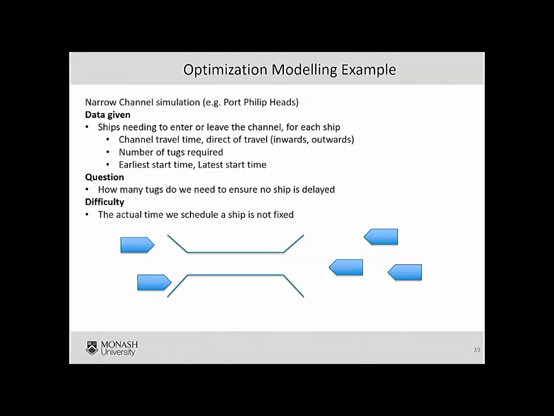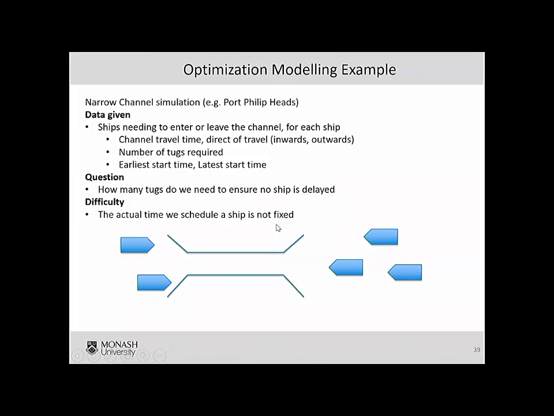And it's also got some requirements about when it's got to go. So it's an earliest time at which it could go, so it's got to be loaded, it's got to be ready to go, for example, or it's got to arrive from wherever it's coming. And there's a latest time by which it has to start this process, because it needs to get somewhere. So the question is, how many tugs do we need to ensure that no ship is delayed, so every ship moves within its earliest and latest start time?